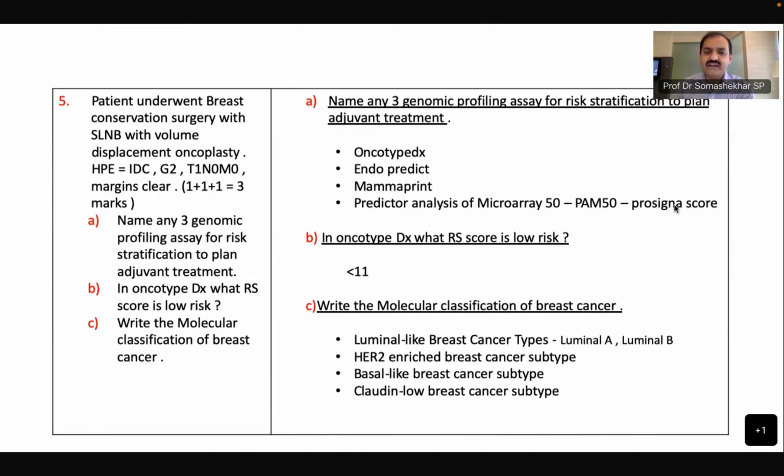Next, write the molecular classification of breast cancer: luminal A, luminal B, HER2 enriched, basal-like, triple negative, claudin-low breast cancer subtype.